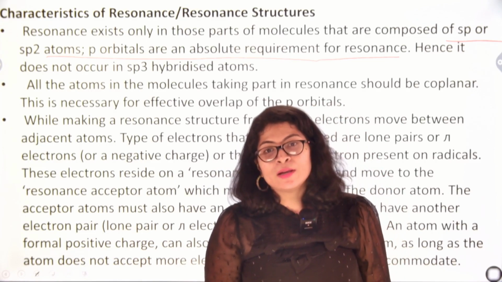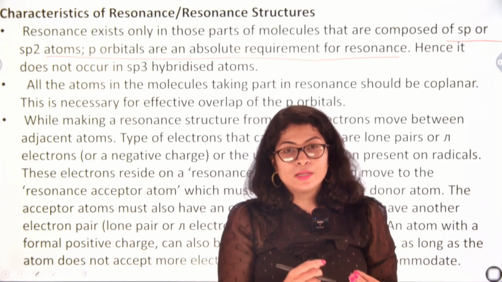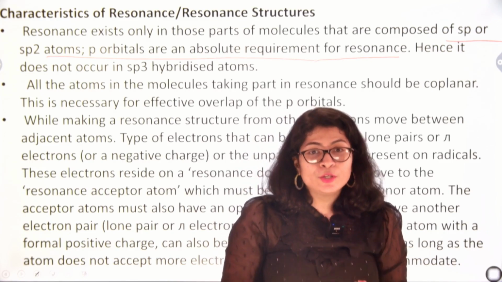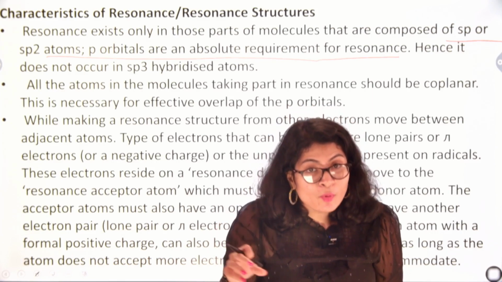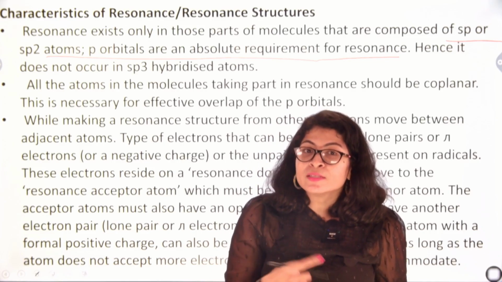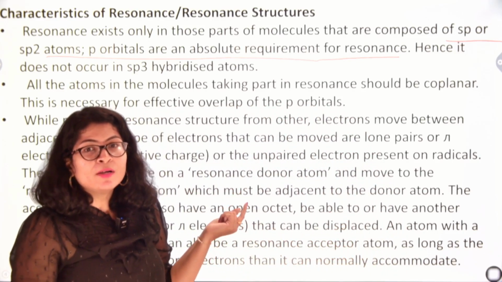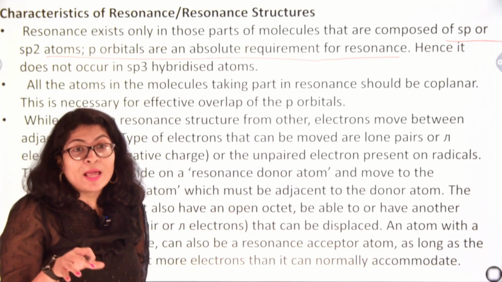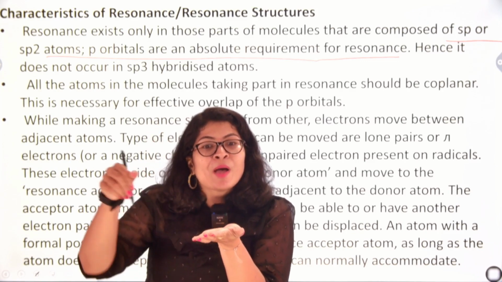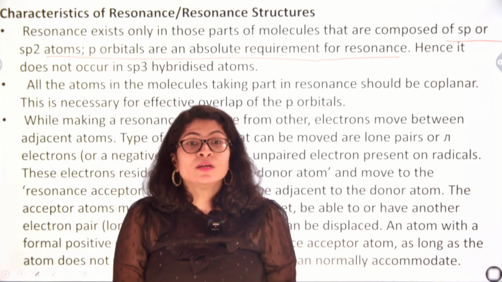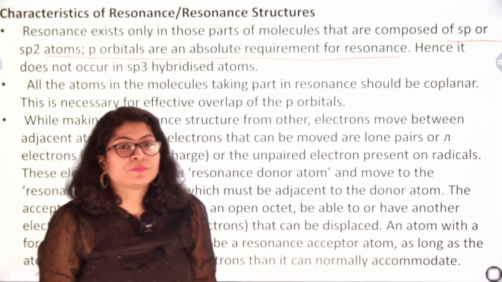They are not likely to move. Therefore, they are not allowed to move in the molecule. Therefore, where all the atoms in the structure are singly bonded, resonance is not observed. All the atoms in the molecules taking part in the resonance should be coplanar. They should be present in the same plane so that transfer of pi electrons from one atom to another is possible. Okay, they must be in one plane.